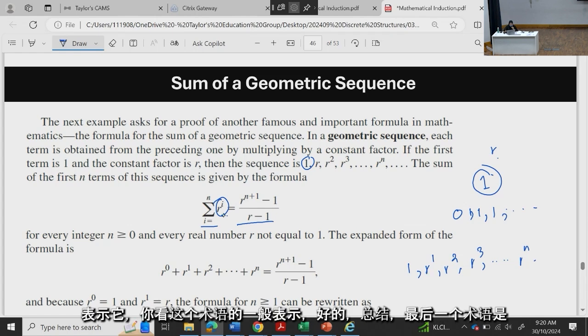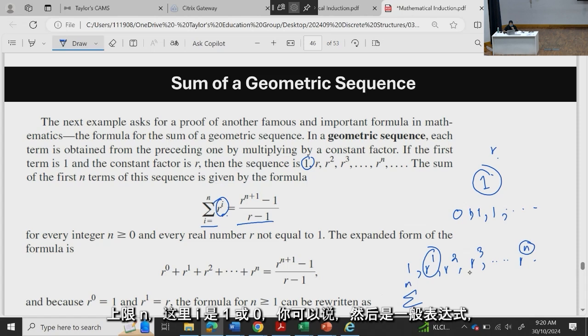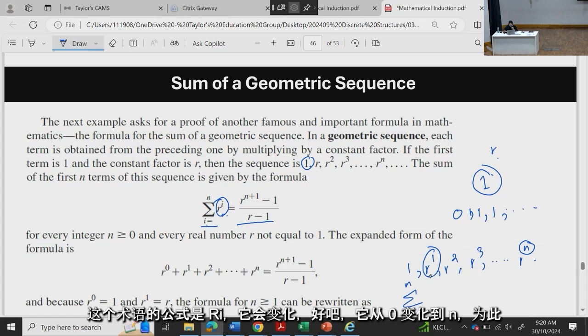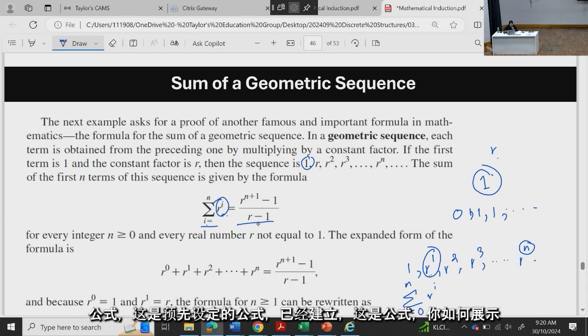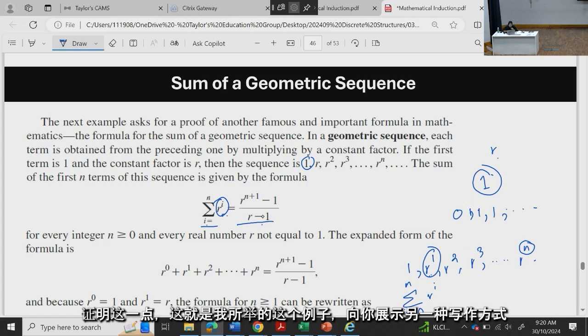You see the general representation of the term. Summation, the final term is the upper limit n, and here i is 1 or 0, you can say, and then the general expression for the term is r to the i. This changes from 0 up to n. For this, the formula is pre-established, already established. This is the formula. How do you show the proof for that?